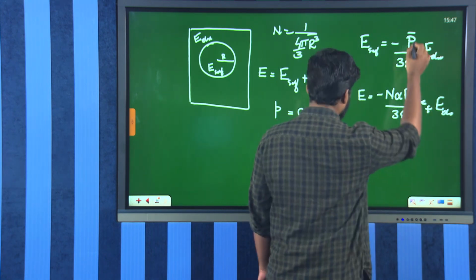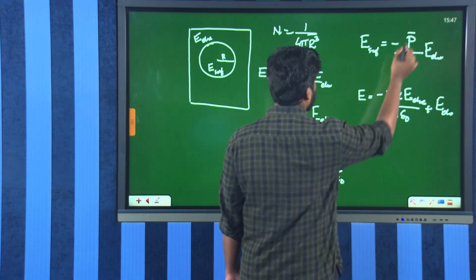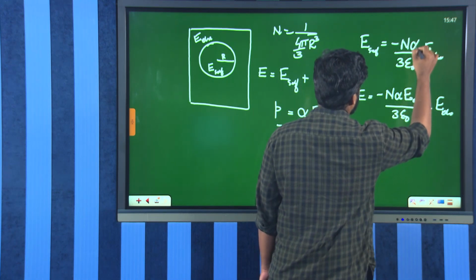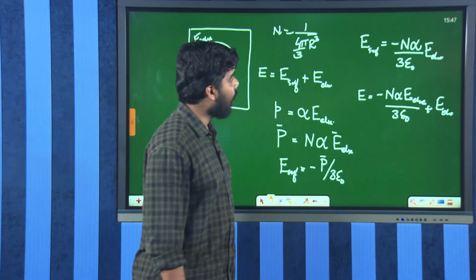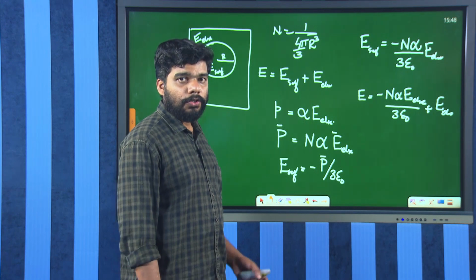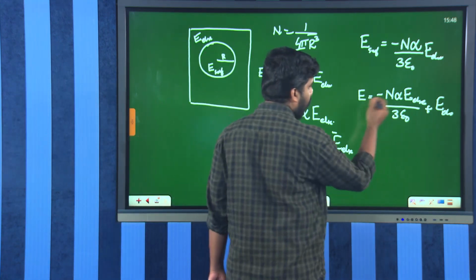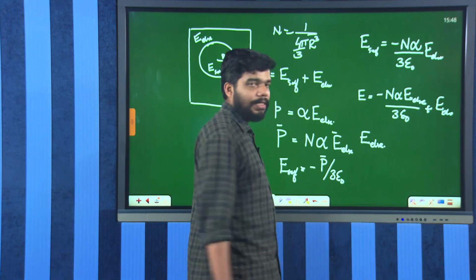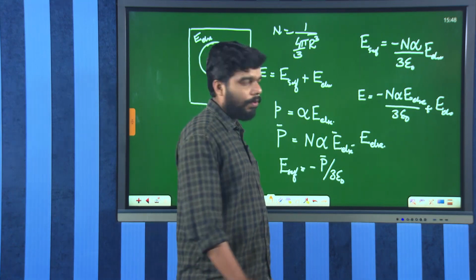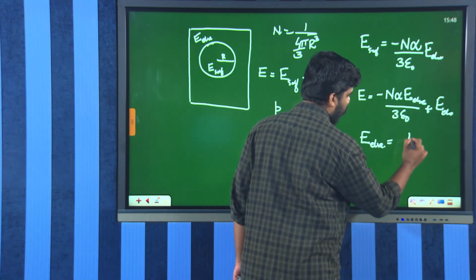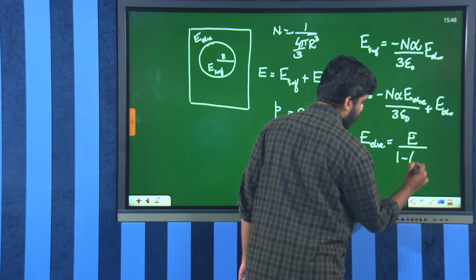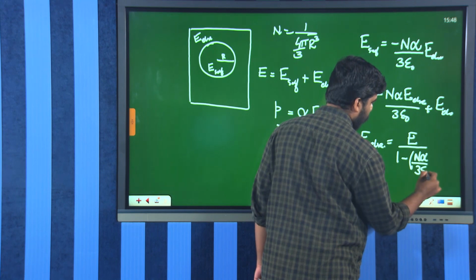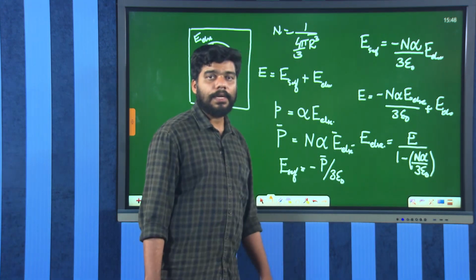So, I have to clear this. This is not P. So, I have to take this P and rewrite it as n alpha, so n alpha E else divided by 3 epsilon 0. So, we can obtain from this equation the expression for E else. What is E else? Rearrange and you will find E else is equal to E by 1 minus n alpha by 3 epsilon 0.